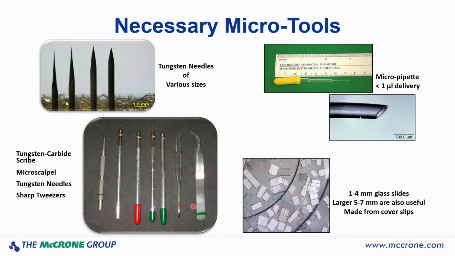Down here in the lower left is an array of tools that I'm going to be using in this presentation. We've got a tungsten carbide scribe here. We've got a micro-scalpel. We've got 3 tungsten needles, and I've got 2 sets of tweezers. One is curved, one is straight. These tweezers are commonly referred to as Dumont type.